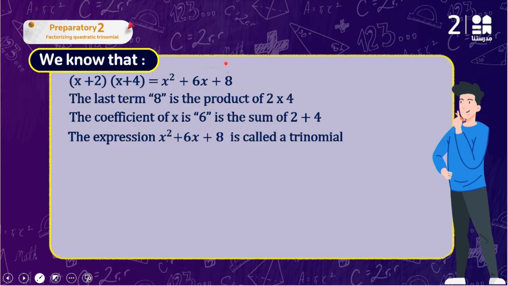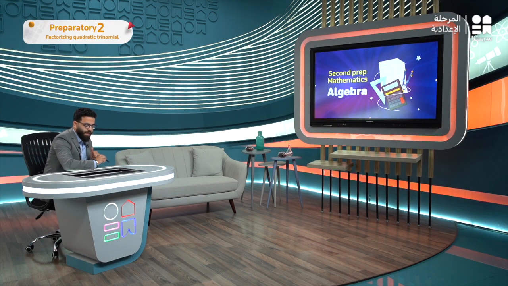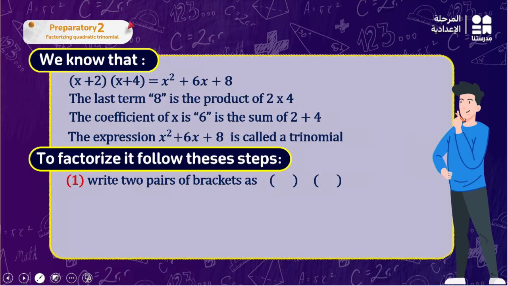يلا بينا نعرف الستبس اللي وصلتنا من هنا من الاكسبريشن ده للشكل ده. يلا بينا نعرف الستبس. First of all we write 2 pairs of brackets as this.